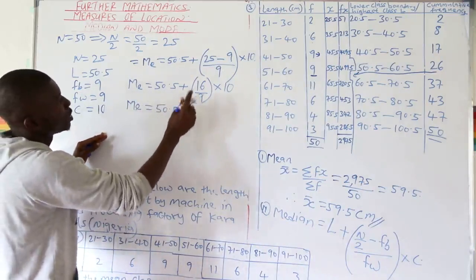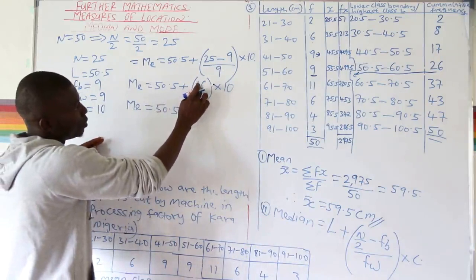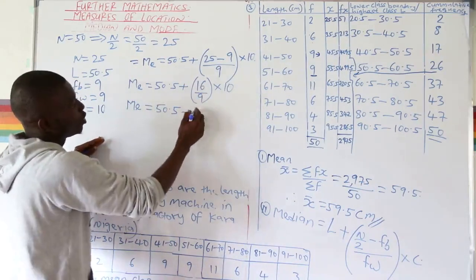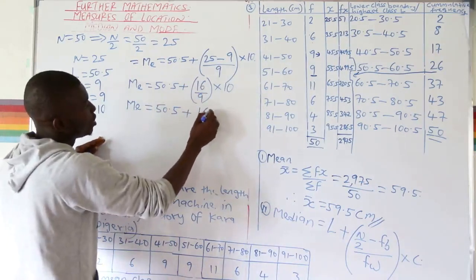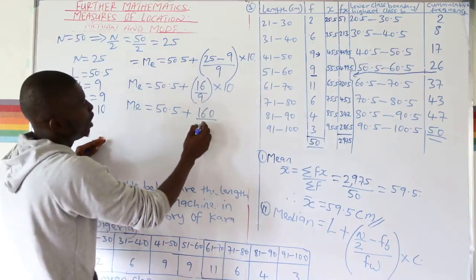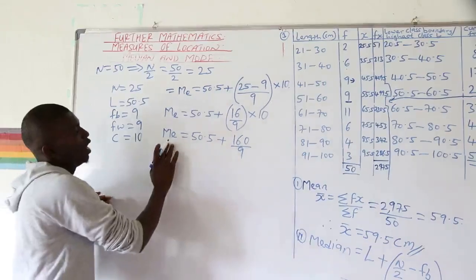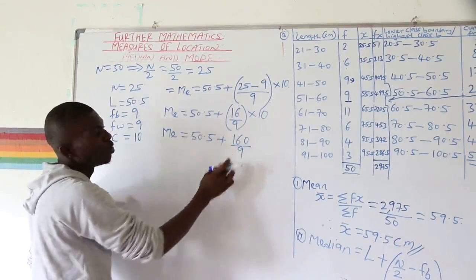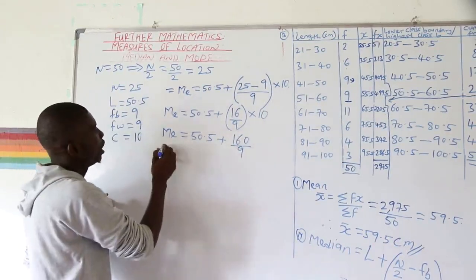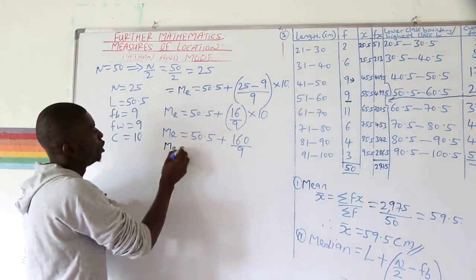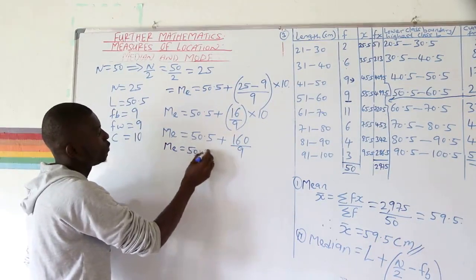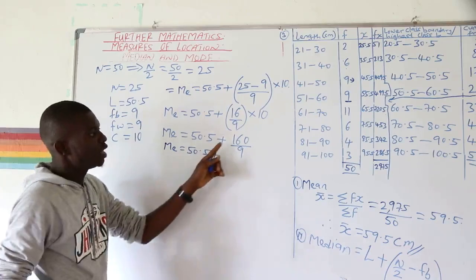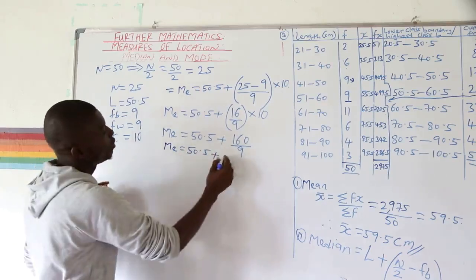Now ME, which is our median, equals 50.5 plus 16 times 10, which will give us what? It will give us 160 divided by 9. Our median is 50.5 plus 160 divided by 9. Now ME is equal to 50.5 plus, if you divide 160 by 9, it will give us what?